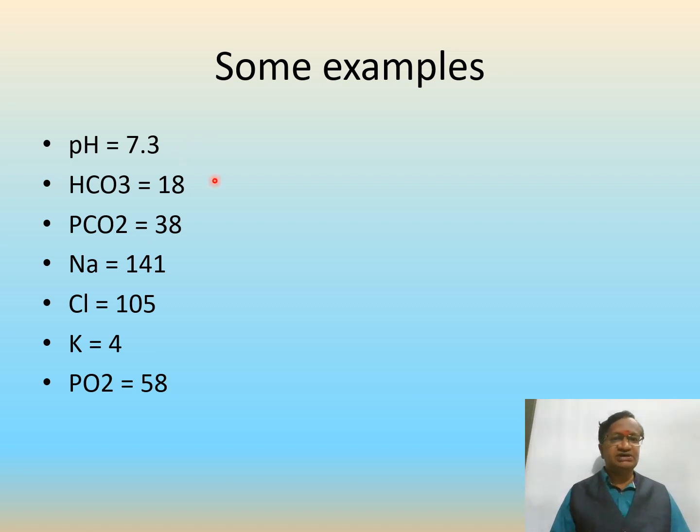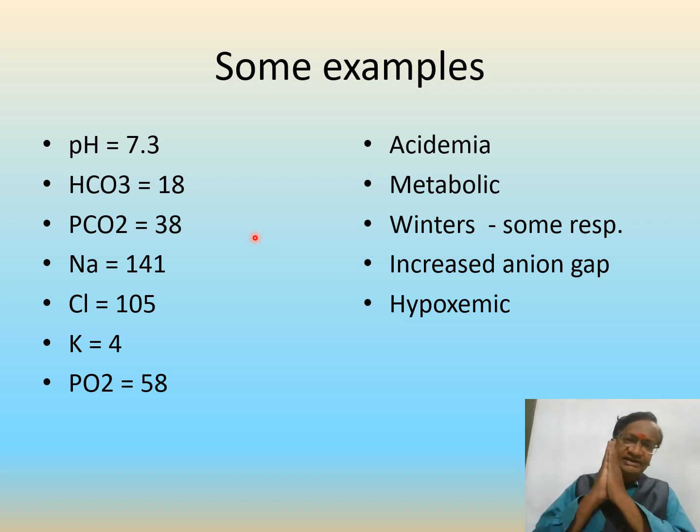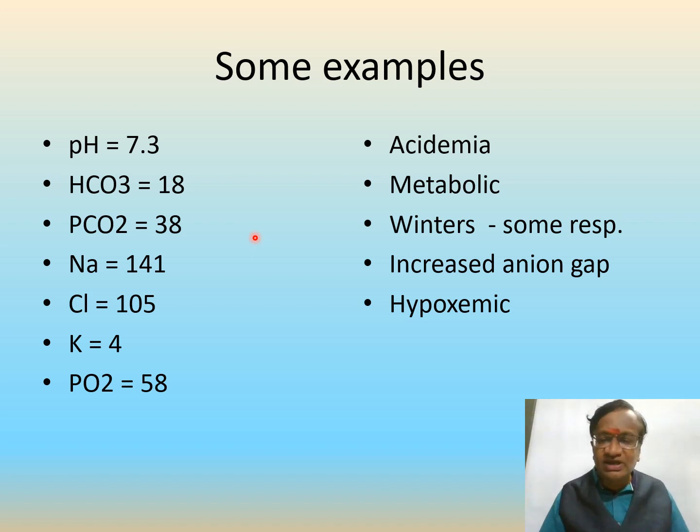Now there is an acidosis. Bicarb is a little less, so metabolic acidosis. What should be the compensation? 1.5 into 18 plus 8. 1.5 into 18 is 27, plus another 8 is around 35. Acidemia, metabolic acidosis. By Winter's formula, your PCO2 should rise only to 35 for compensation. More than that, it is going on. Compensation is not possible. There is an additional small respiratory acidosis because PCO2 is higher.